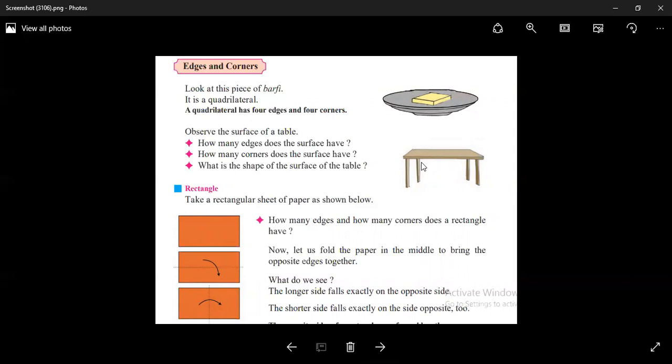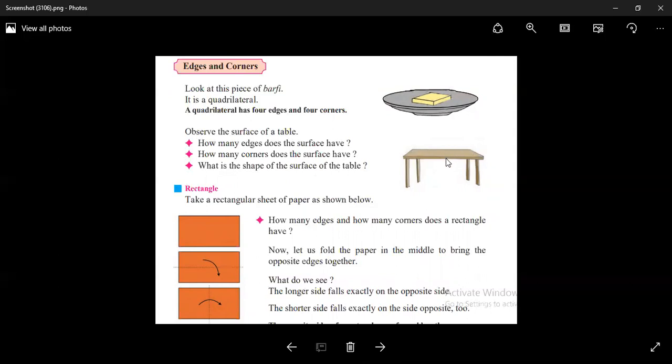Now how many corners does the surface have? Now the corners are 1, 2, 3 and 4. Corners are also 4. So the surface has 4 edges and 4 corners. Now, what is the shape of the surface of the table? Now, you can see the surface of the table, and what is its shape?